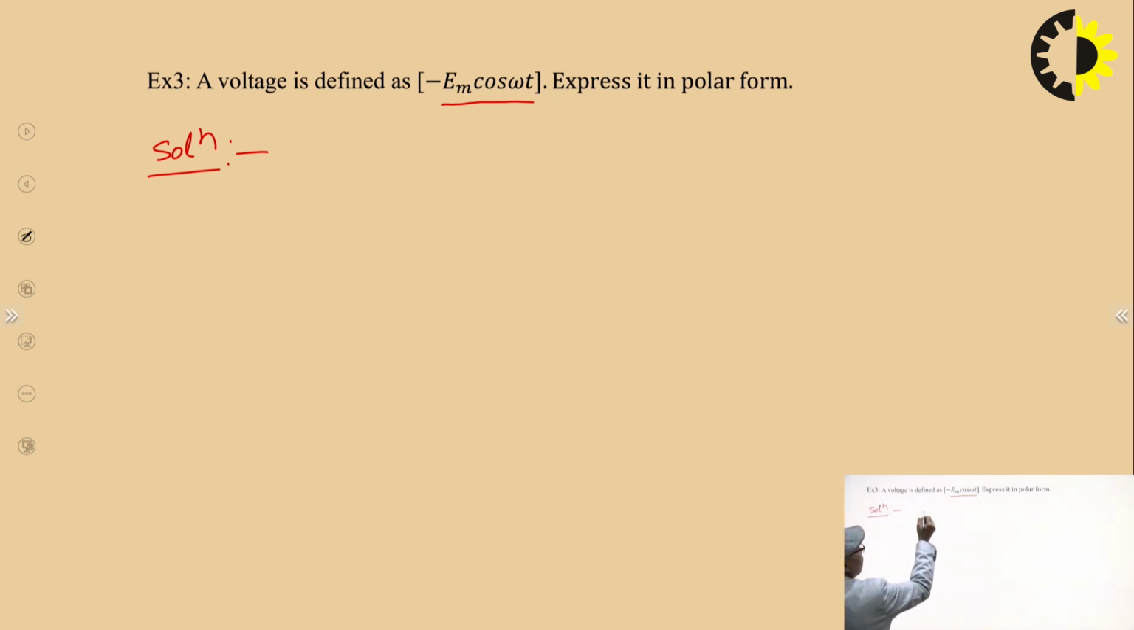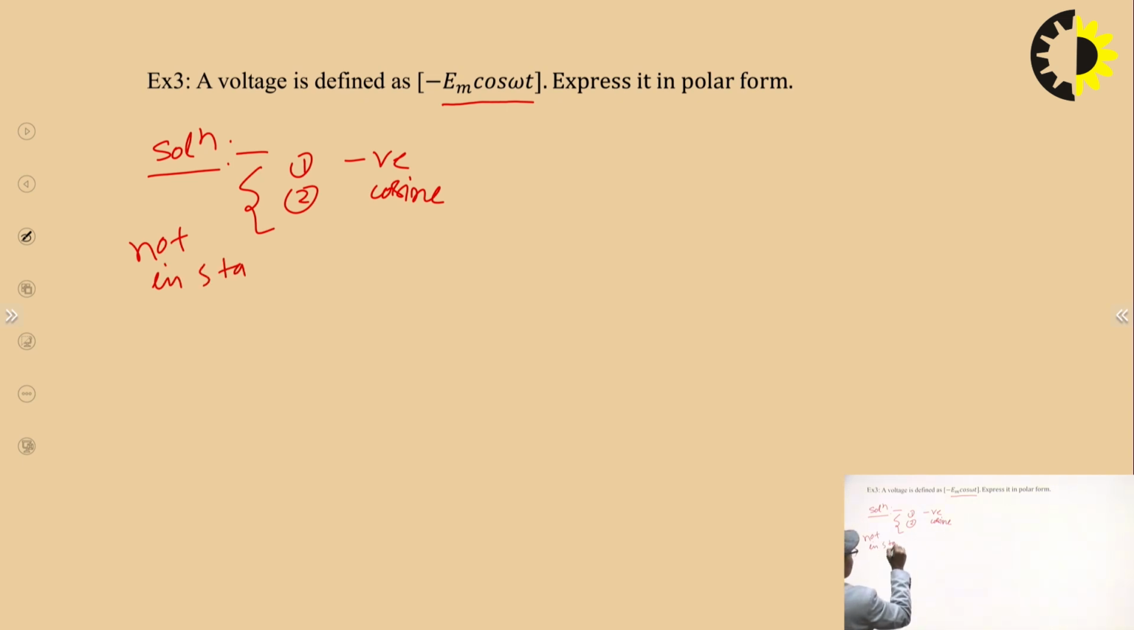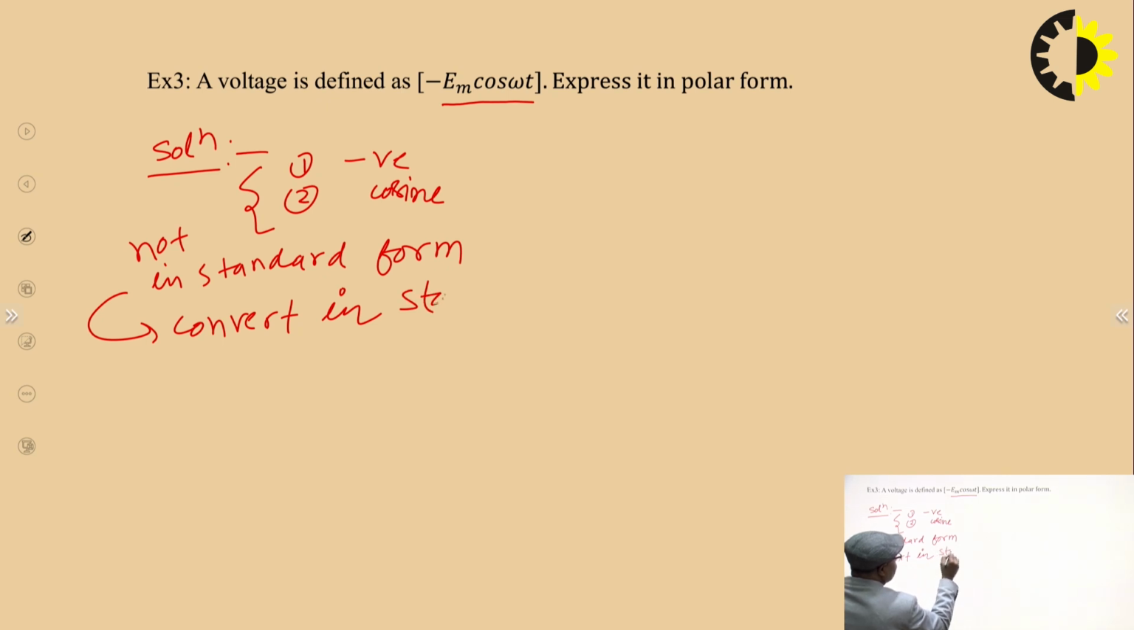One is the quantity is negative and also it is cosine. So there are two reasons why it is not in standard form. So first you have to convert this into standard form. How to convert this in standard form?